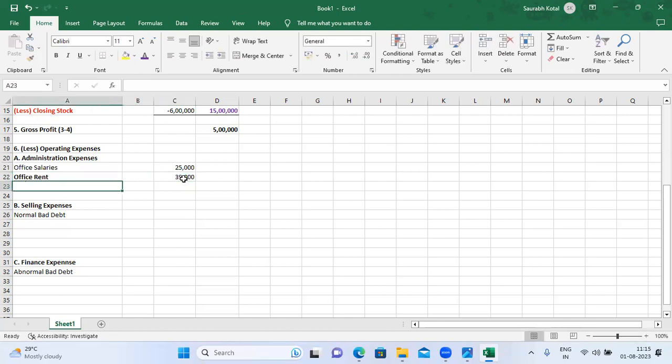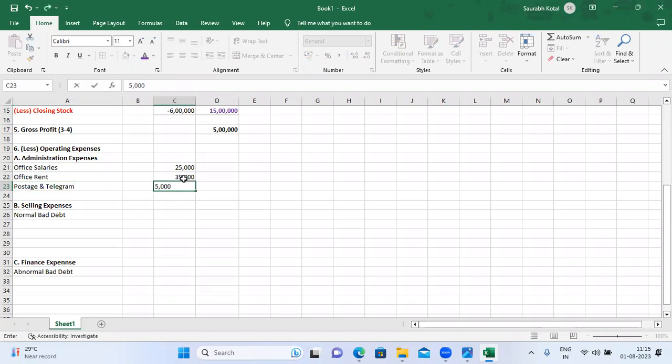Then, what else do we have? Apart from office rent, we have postage and telegram. Postage and telegram is 5,000. Now, what about director's fee? Where exactly do directors sit? They sit in the office. So we will write director fees. They have written fee, and that is 6,000. Whatsoever it is, we write here.